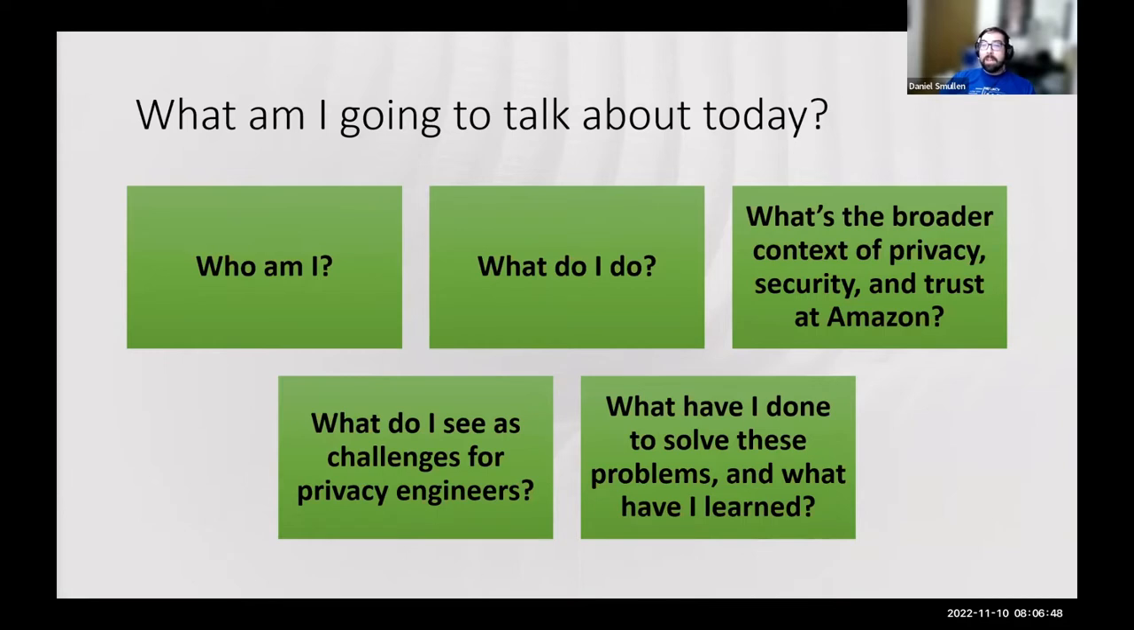And then after I go into that a bit, I'll expose the broader context of privacy. I'm also going to touch on security. I know this is a privacy engineering class, but privacy and security go hand in hand. I will talk a bit about the distinction between the two, both philosophically and also from an Amazon standpoint. But I'm going to talk about the context of privacy, security, and trust, which is very important at Amazon.